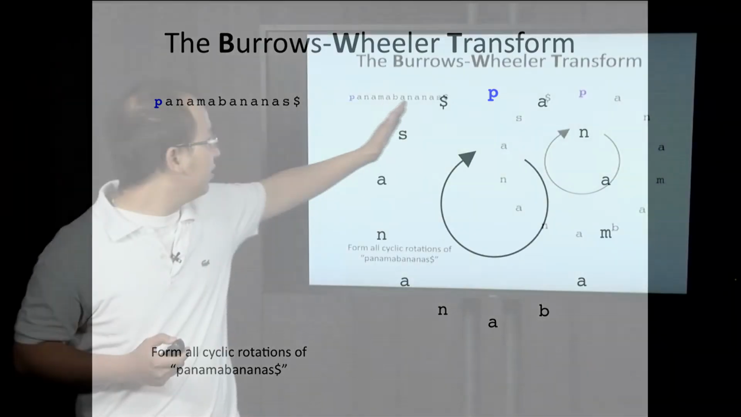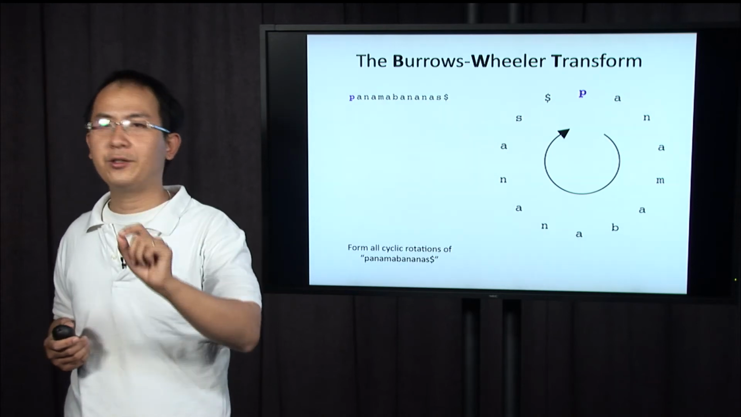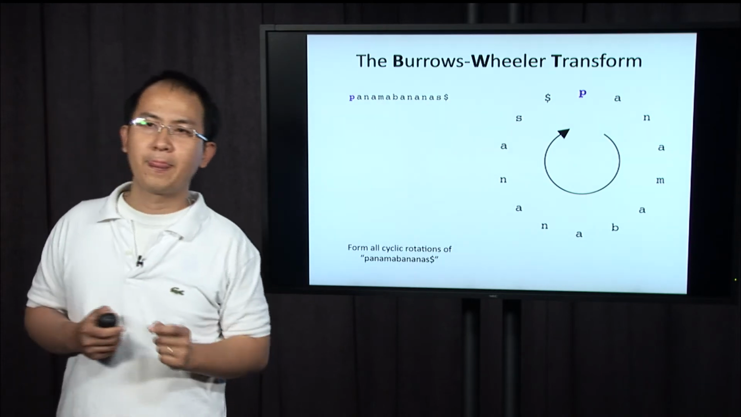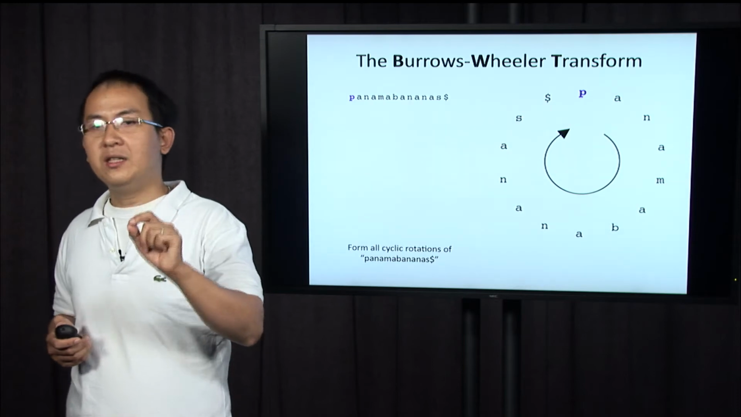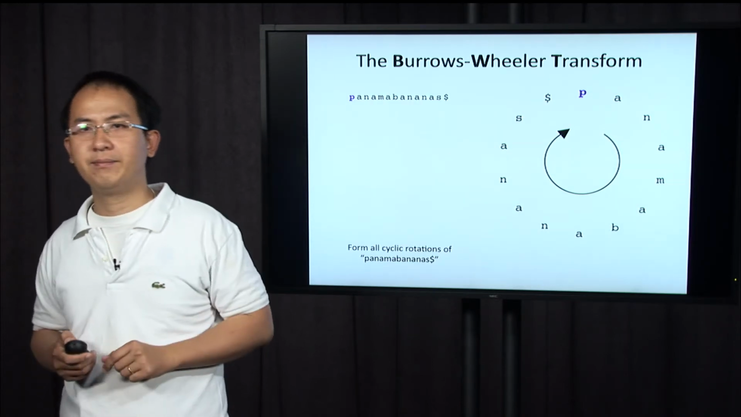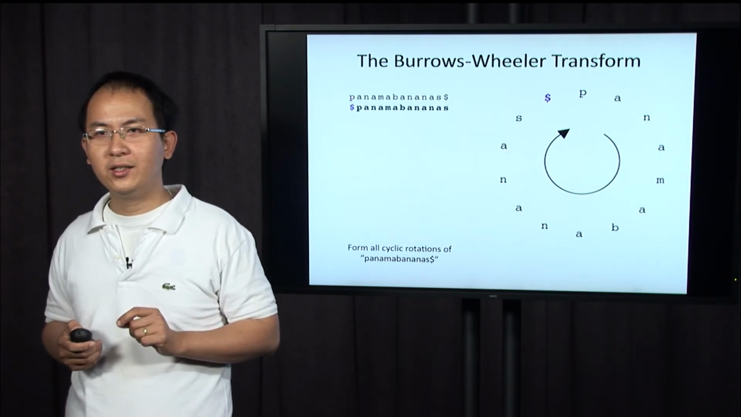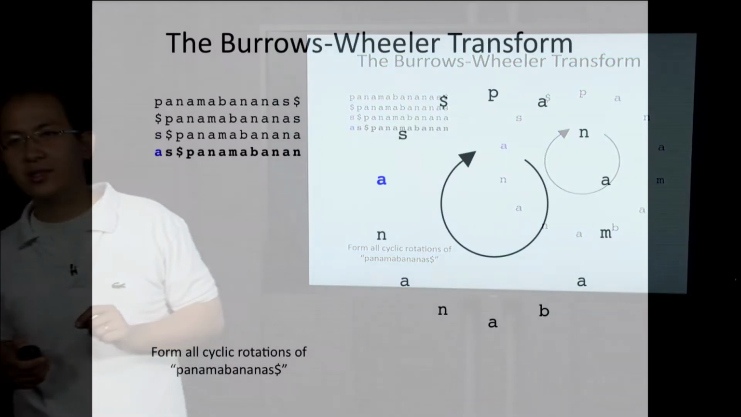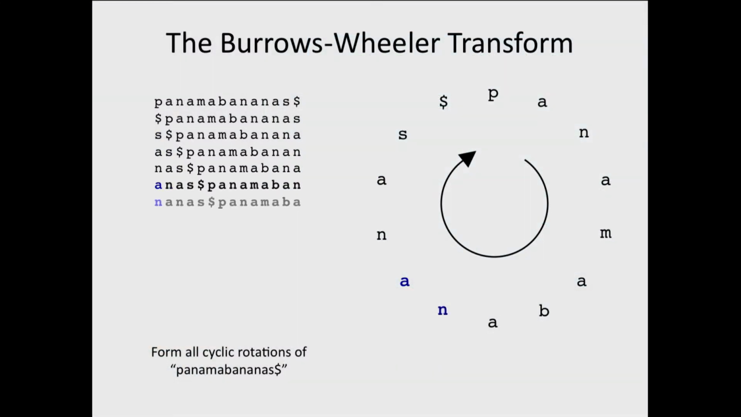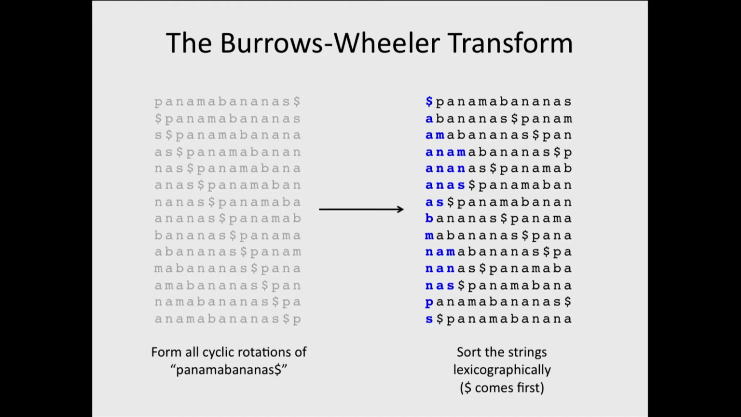Let's have a string, banana, terminated with a special character, $. Let's first form all cyclic rotations of banana. We start with b, the next one starts with $, the next one starts with a, and so on and so forth. We start at the next position. So there are n possible rotations, right? Yes. What should we do next?